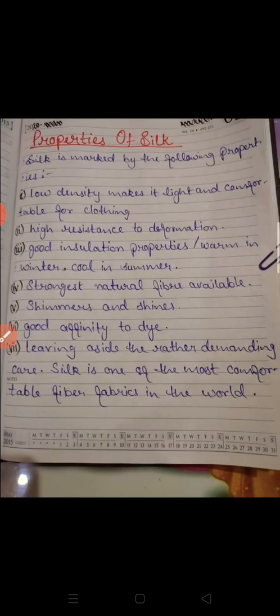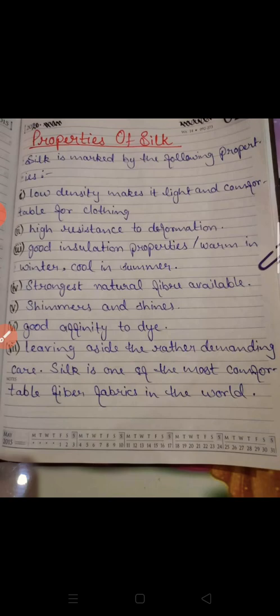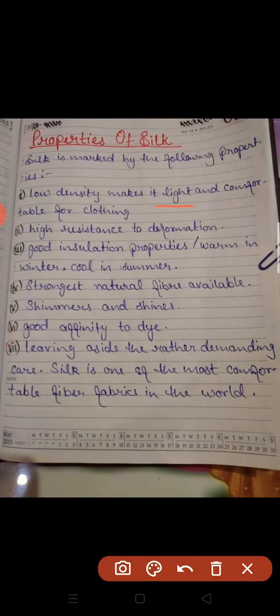Now next is properties of silk. What are the properties of silk, and by which properties is silk best known? So, it has less density. It means it is less dense, which makes it light in weight, and it will be comfortable for wearing as clothing.